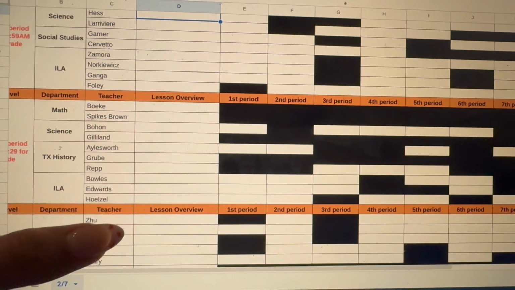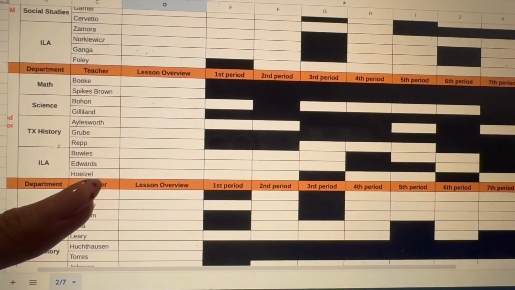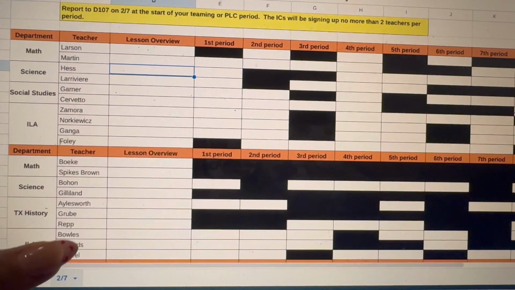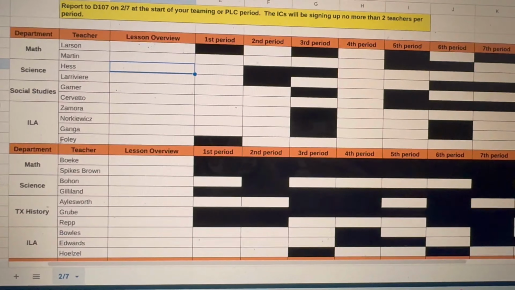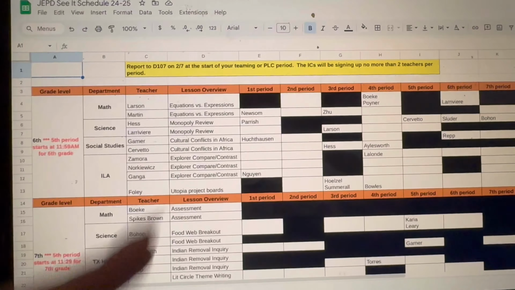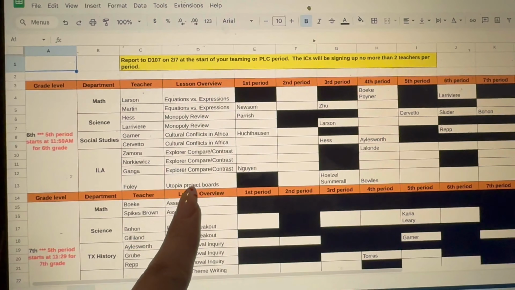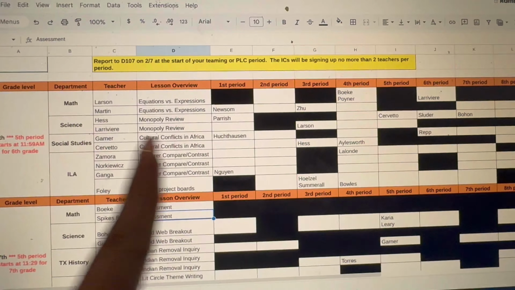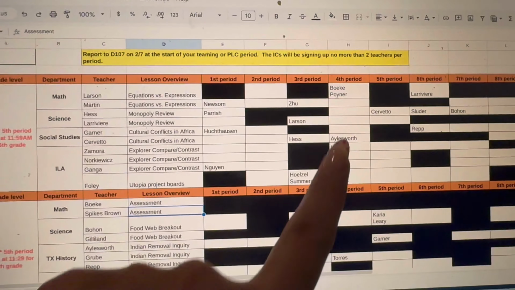So this is what it looks like. This will be filled out probably the next time I film, and then you will get to see how it comes into play. So this is what it looks like filled out. Each lesson overview is here after she's gone to PLC. She has also asked teachers to sign up for who they want to see, and it's nice and organized.